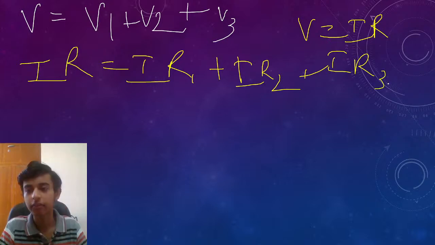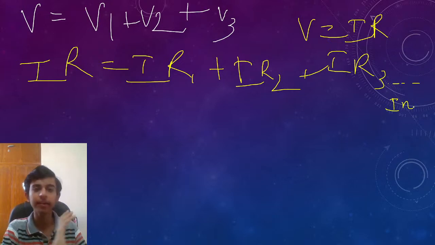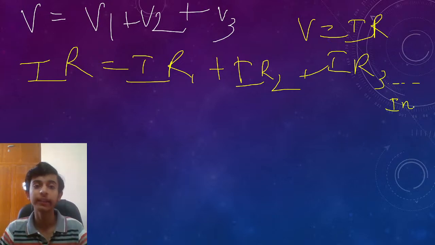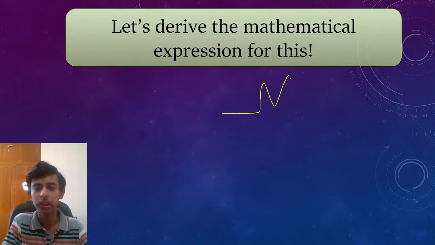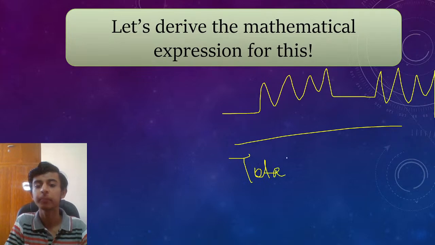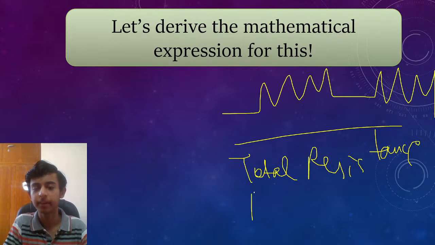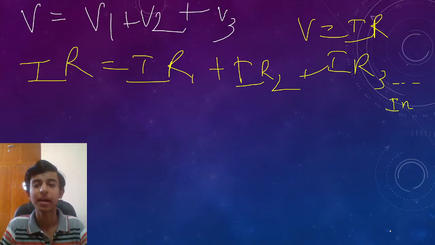Now till infinity, I can say IRn, where n is any number, because remember in series, if we want to find the total resistance, we always add all the resistances. Like in this circuit, suppose I'm drawing a circuit. In this I have two resistances, so they are connected in series. If I want to find the total resistance, then I am going to add both of them, that is R1 plus R2. Clear? But now let's derive the mathematical expression, that is more important for now.